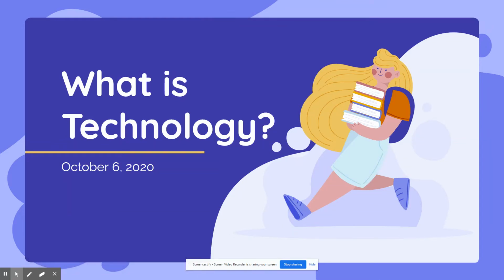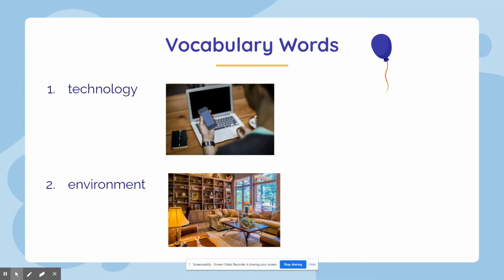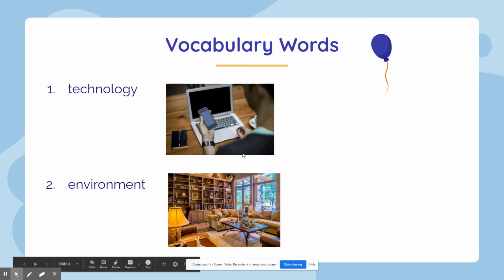So, for today, we're going to talk about technology, right? So, what is technology? This is the essential question. Now, we're going to read some pages in the textbook, and then we're going to answer this question. So here you have the vocabulary words. We have technology, and then later on in other pages in the textbook, we're going to talk about environment.